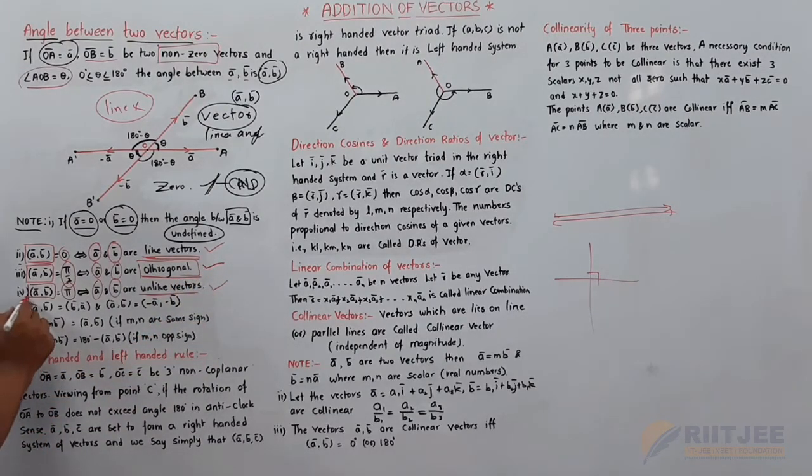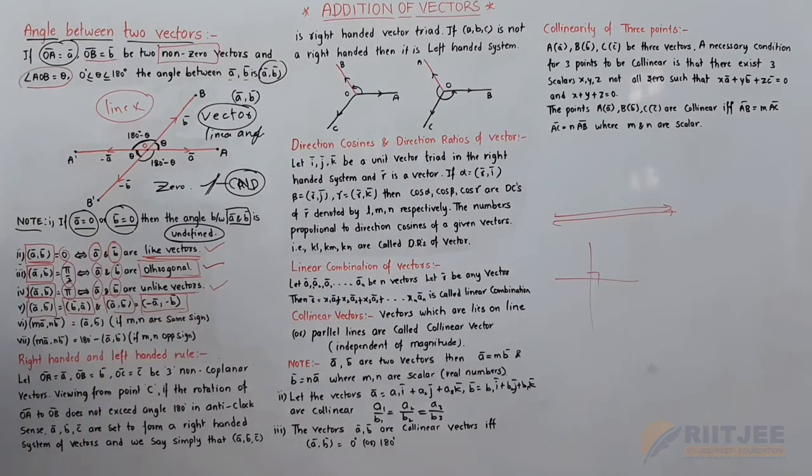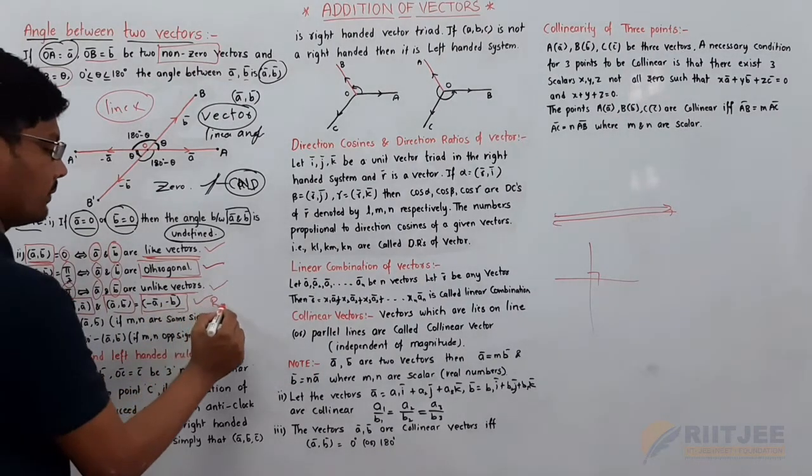Now, if the vectors are reciprocal to each other, then the vectors A bar, B bar are equal to minus A bar, minus B bar. These are reciprocal.